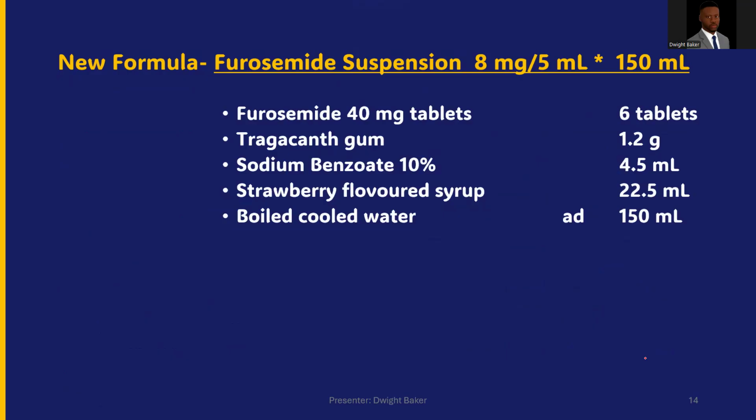You can go ahead and write your new formula so you know that you're adding 6 tablets of furosemide, 1.2 grams of tragacanth, sodium benzoate 10%, you're adding 4.5 mL of it. Strawberry flavored syrup, you're adding 22.5 mL, and then you're adding boiled cooled water up to 150 mL.